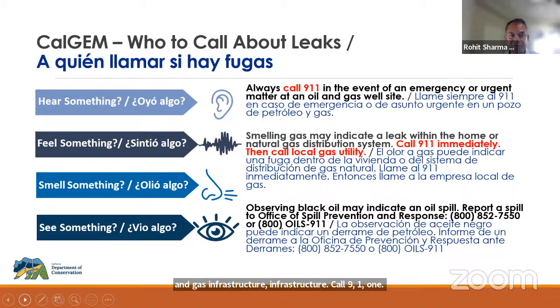We encourage folks who may smell gas to not only dial 911, but also call their local gas utility. Natural gas is colorless and odorless, so mercaptan, a foul-smelling gas, is added to the natural gas used within homes to make leaks easier to detect. If community members smell gas, they should call their gas utility immediately, as it may indicate a leak in the home or within the natural gas distribution system. Lastly, if community members see black oil on the ground, they should report the spill to the Office of Spill Prevention and Response at the number provided on the slide.